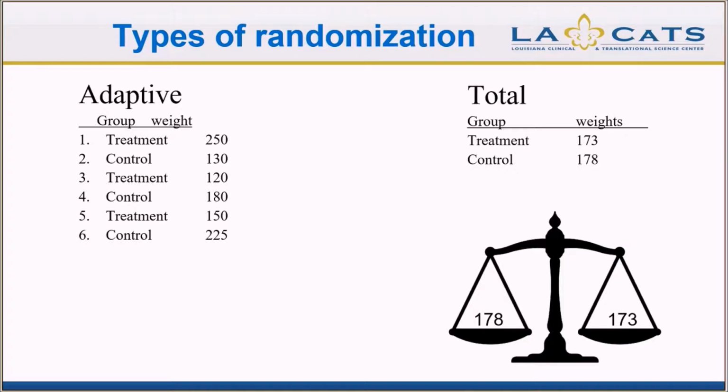We could have done this example also with stratified randomization, saying if you're above 175 pounds, you go into one stratum. If you're below that, you go into another stratum. So the adaptive can work with stratified randomization, but stratified randomization has a higher likelihood of having the equal weights between the two groups at baseline.